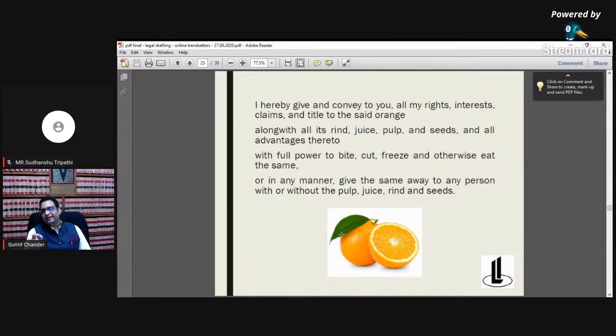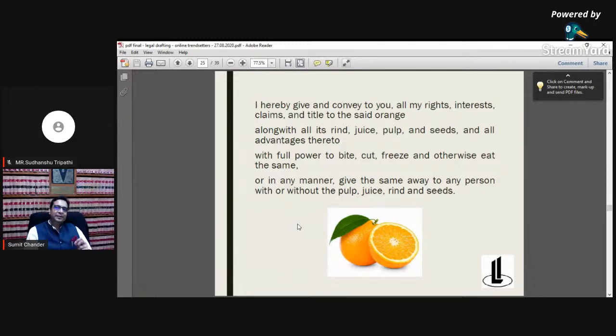He will write in the contract that I hereby give and convey to you all my rights, interest, claims, and title to that said orange, along with all its rind, juice, pulp, and seeds, and all the advantages thereto, with full power to bite, cut, freeze, and otherwise eat the same, or in any manner give the same away to any person, with or without the pulp, juice, rind, or seed. So do you see now how detailed it is, that you've given him the total rights and authority over that orange rather than just offering it to him. The intention is made clear only when you are specific to the depth of it.